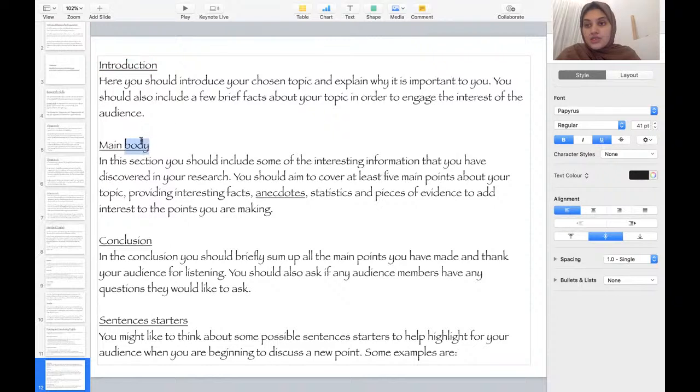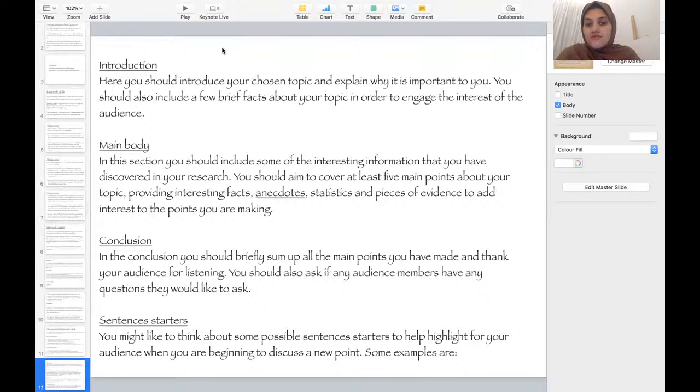And the main body of the text would be, in this section, you should include some of the interesting information that you have discovered in your research, and you should aim to cover at least 5 main points about your topic, providing interesting facts and anecdotes, statistics, and pieces of evidence to add interest to the points you are making. Conclusion. In the conclusion, you should briefly sum up all the main points you have made and thank your audience for listening.